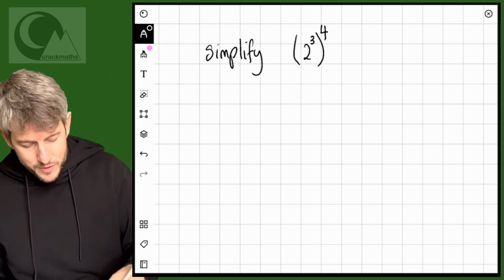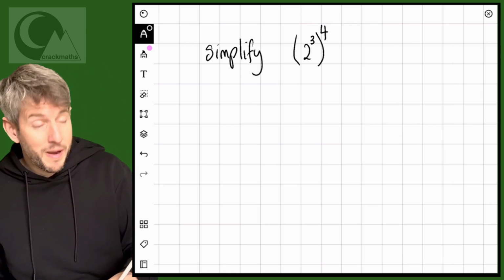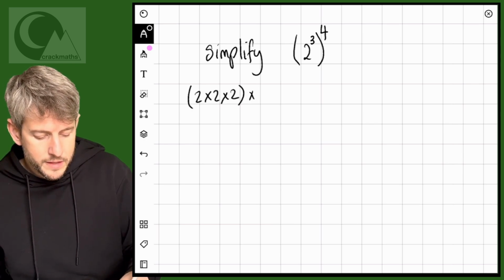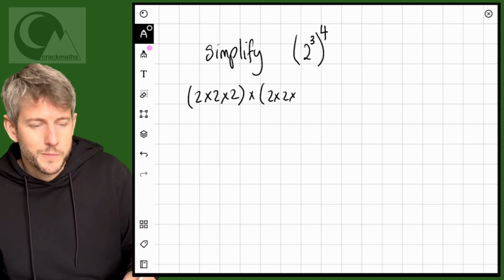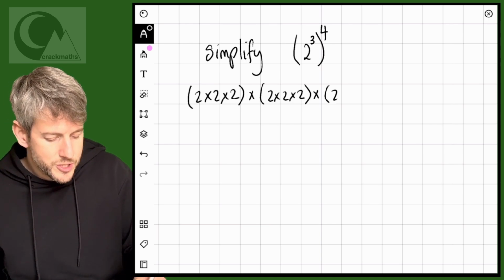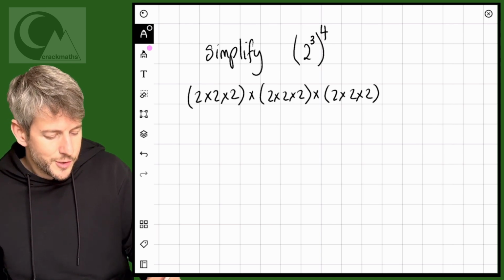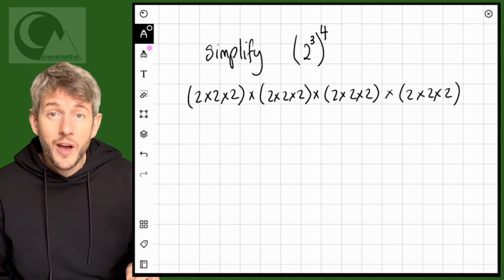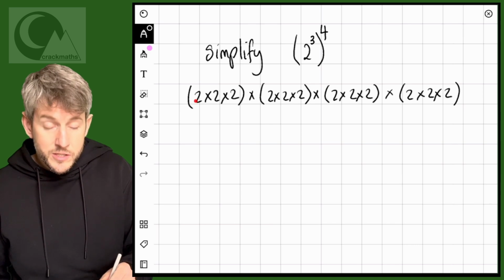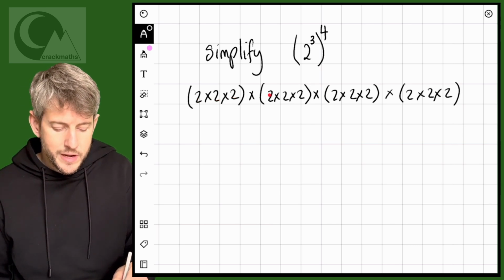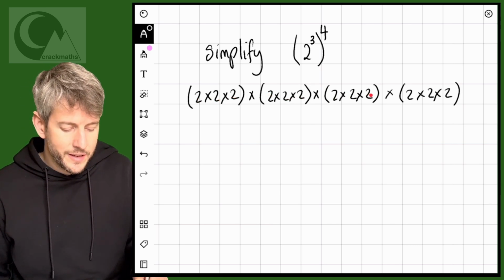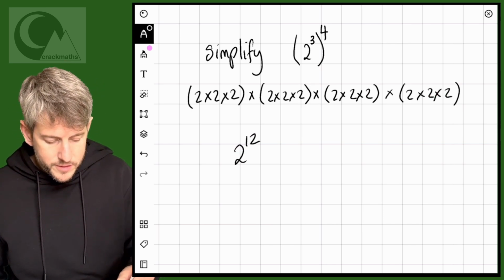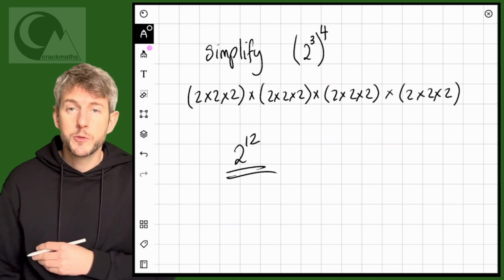So here we go. 2 to the power of 3 all to the power of 4 will be 2 times 2 times 2 times 2 times 2 times 2 times 2 times 2 times 2 times 2 times 2 times 2. And what that gives us is 2 to the power of 1, 2, 3, 4, 5, 6, 7, 8, 9, 10, 11, 12. So that equals 2 to the power of 12.